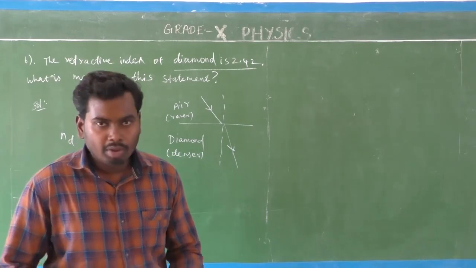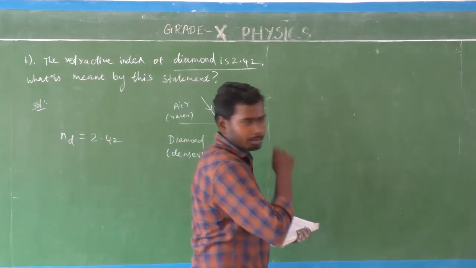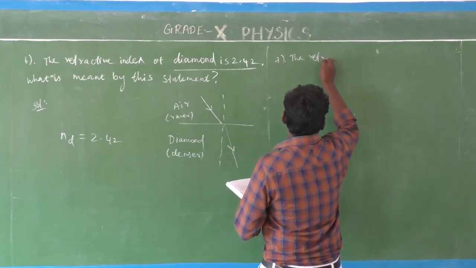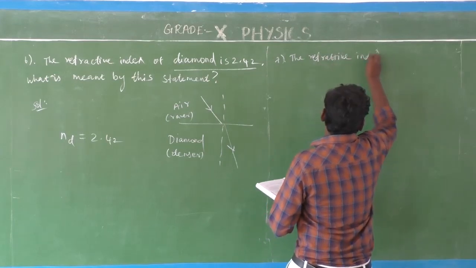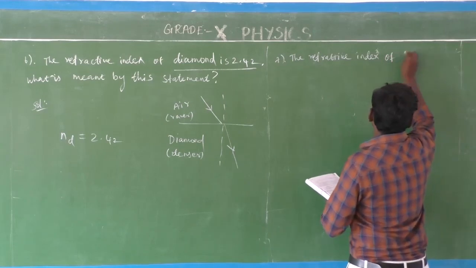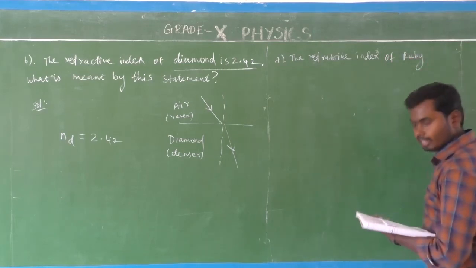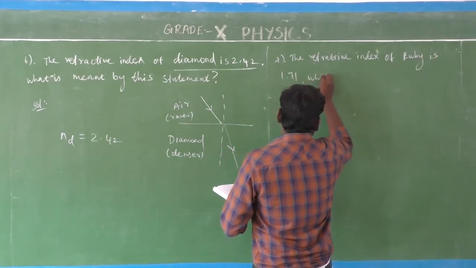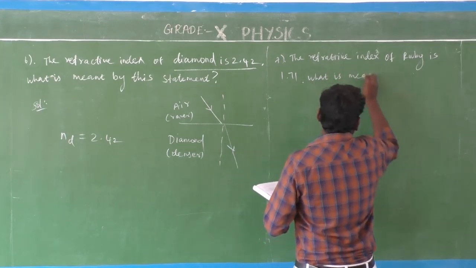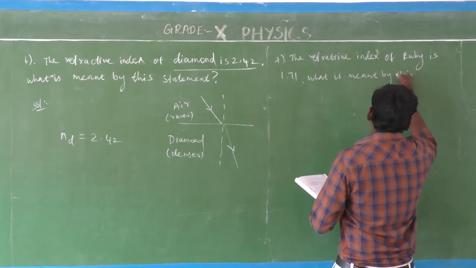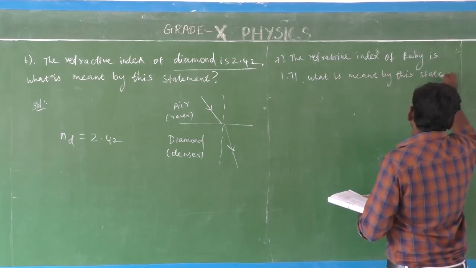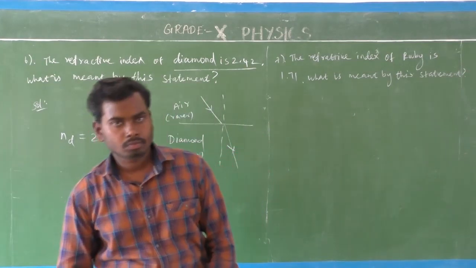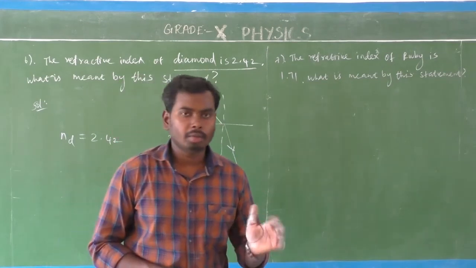Okay. The next one, a numerical, I'm going to write here in the same manner. This is question number 7. The refractive index of ruby is 1.7. Ruby is also one of the transparent materials. So what is meant by this statement? Actually, this is a 2014 board question. It's a very important question, isn't it?